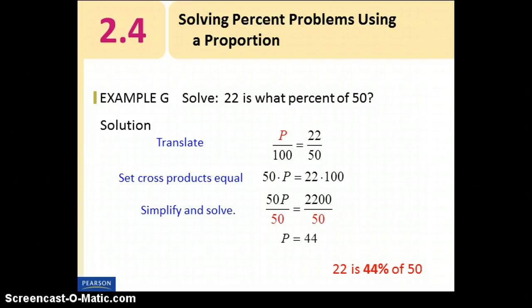Note that you can use either of these methods to solve a percent problem. It's your choice. Just make sure that whichever method you decide to use, you know how to use the method correctly. And don't forget to show all your steps.